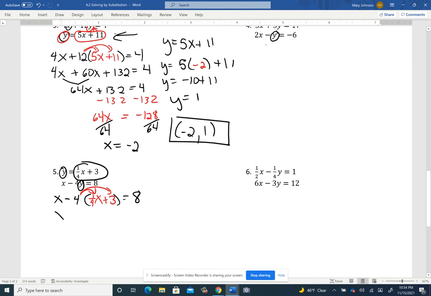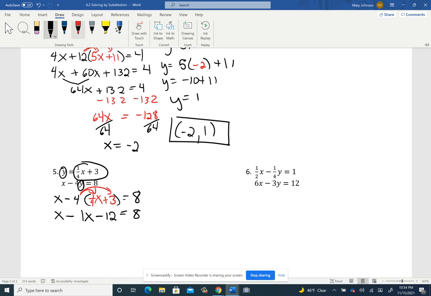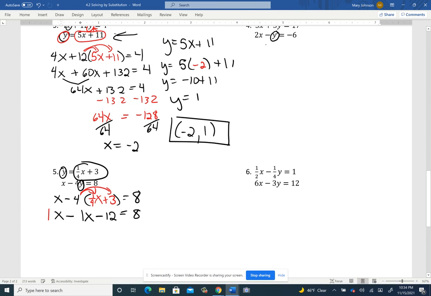All right, so I'm going to distribute that. x minus 1x minus 12 equals 8. So this is an understood 1x minus 1x. So that's really gone. That's going to be 0, isn't it? So I have negative 12 equals 8. We usually don't write that 0. We just think 1x minus 1x would be 0, be gone. Now you see how that's false?